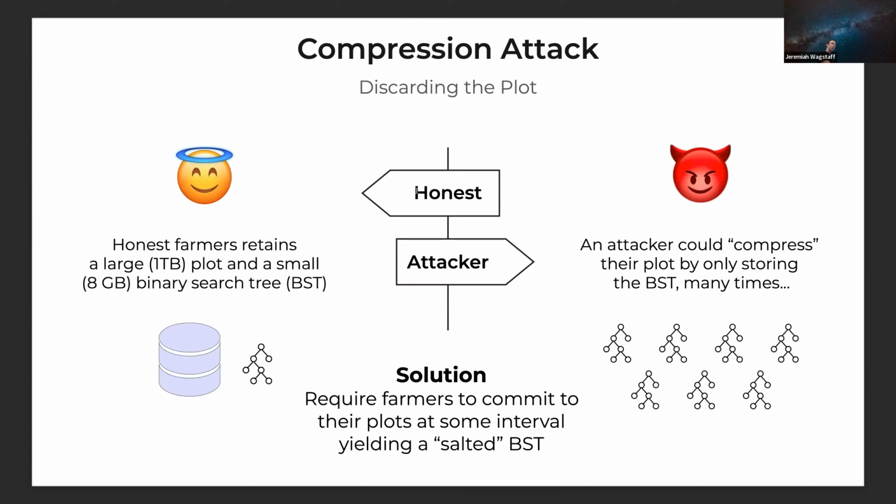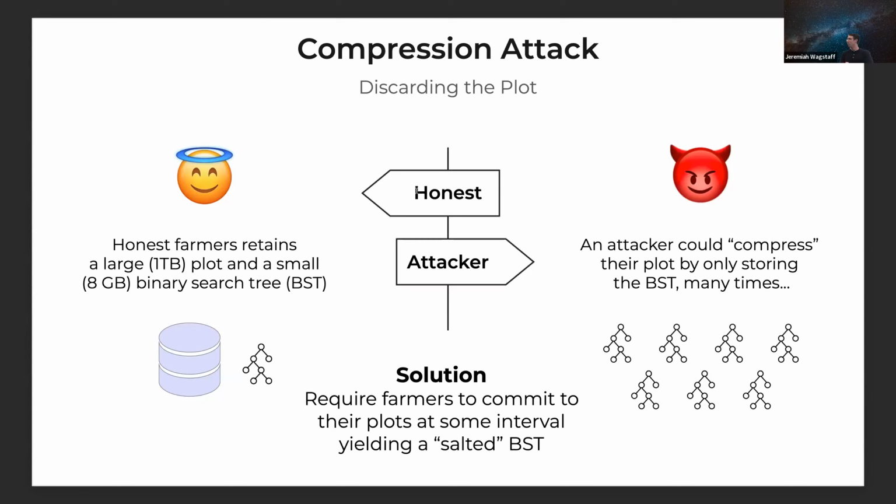So it could have one canonical copy of the blockchain, or several nodes could share one canonical copy of the blockchain and store lots and lots of BSTs, and then rarely generate the encoding on demand when they need it. And if the BST is about 8 gigabytes, you get something like a 125x compression factor. So this is bad, of course. And how do we deal with this?